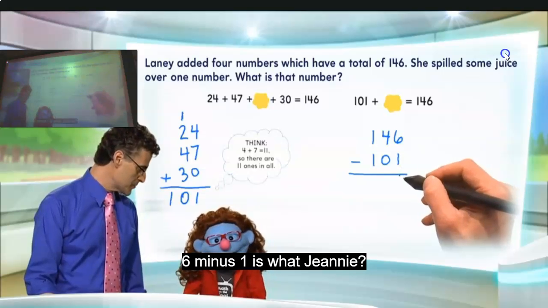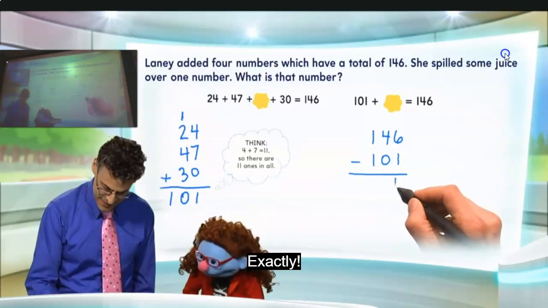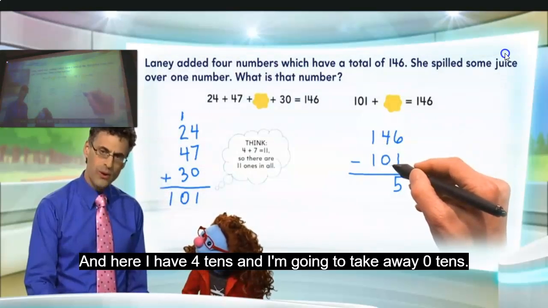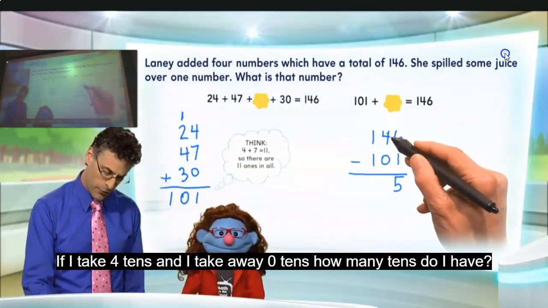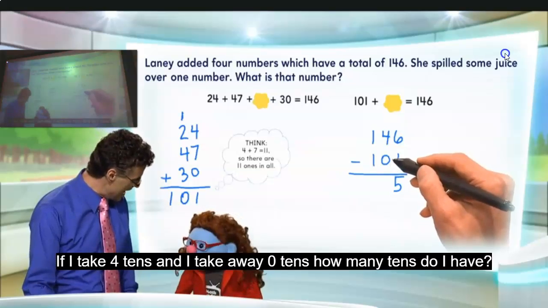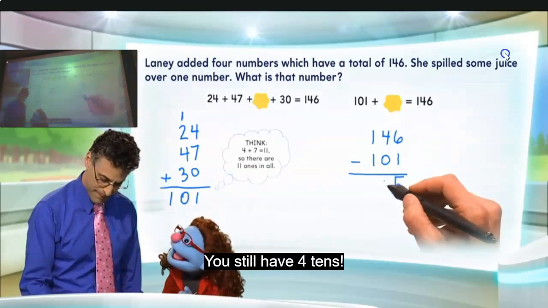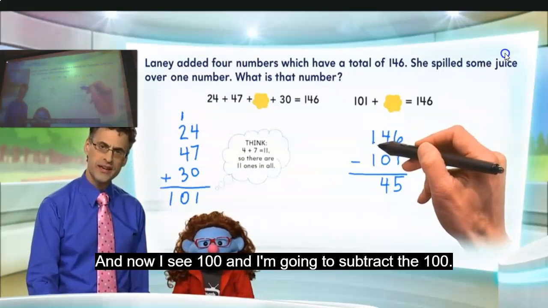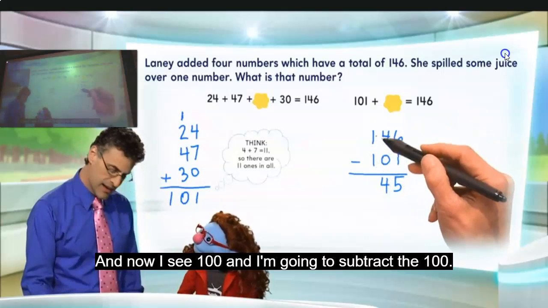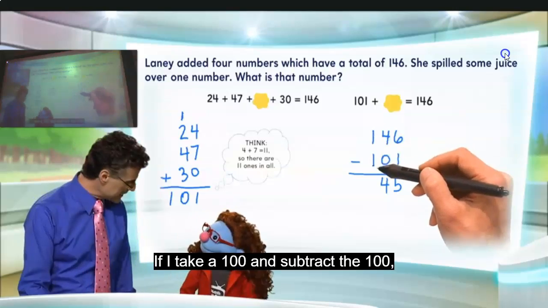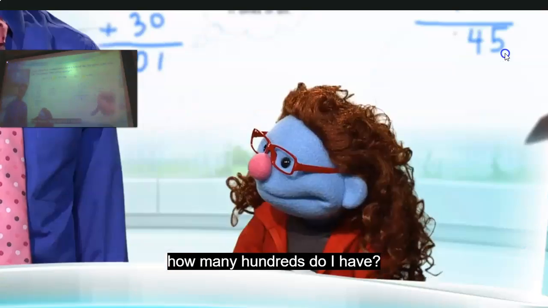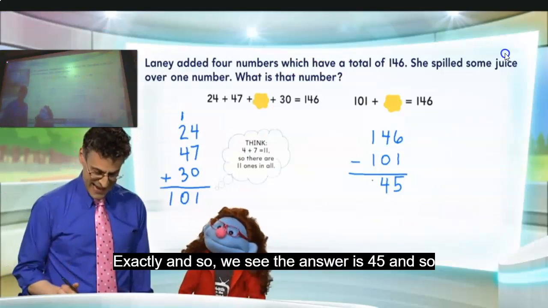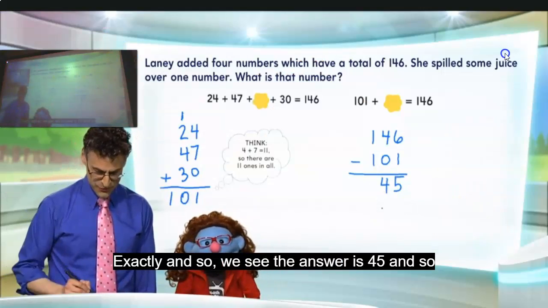6 minus 1 is what, Jeannie? 5. Exactly, perfect. And here I have 4 tens, and I'm going to take away 0 tens. If I take 4 tens and take away 0 tens, how many tens do I have? You still have 4 tens. Exactly right. And now I see 100, and I'm going to subtract 100. If I take 100 and subtract 100, how many hundreds do I have? No hundreds. And that's 0. Exactly. And so we see the answer is 45.